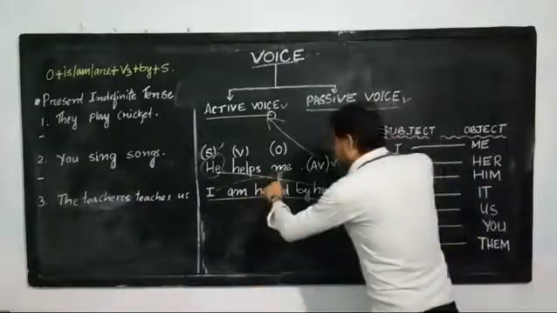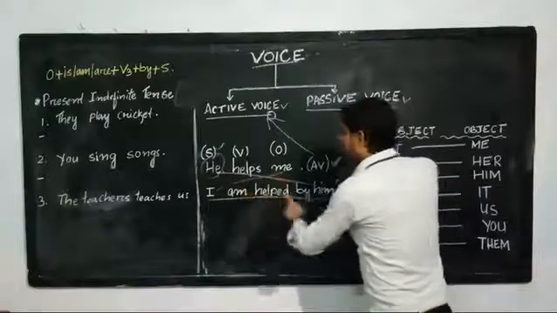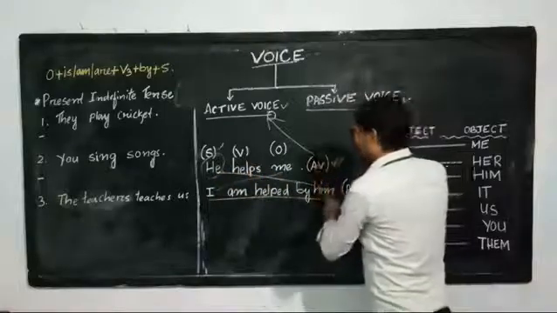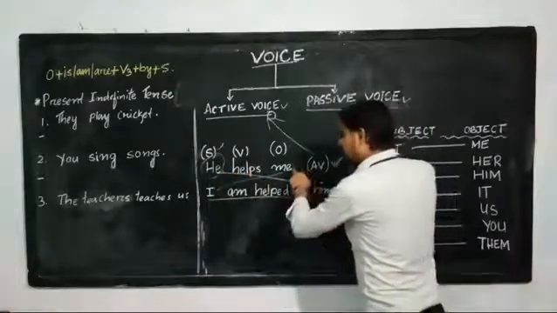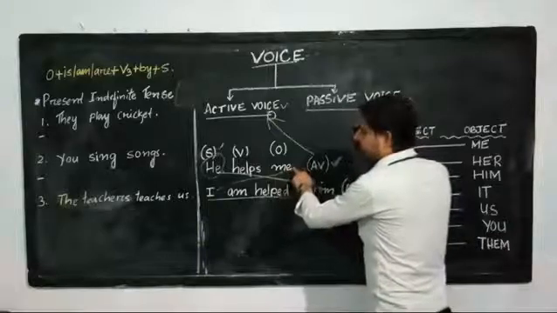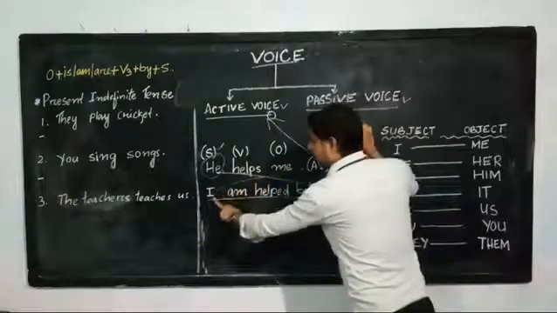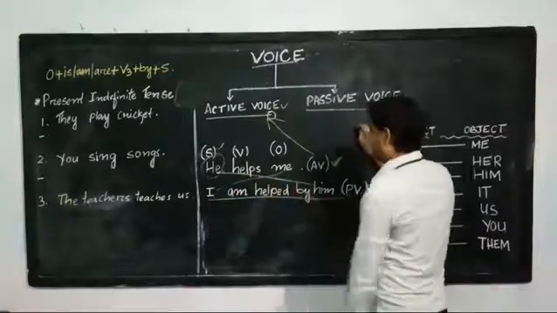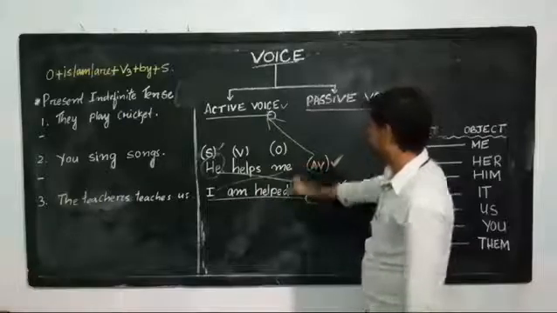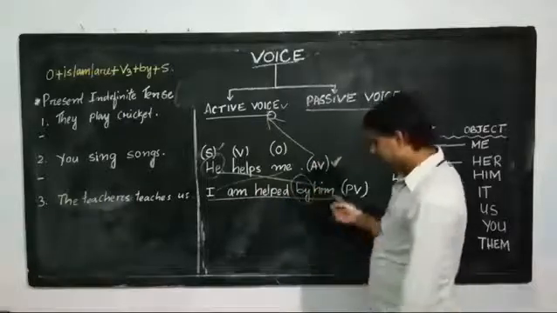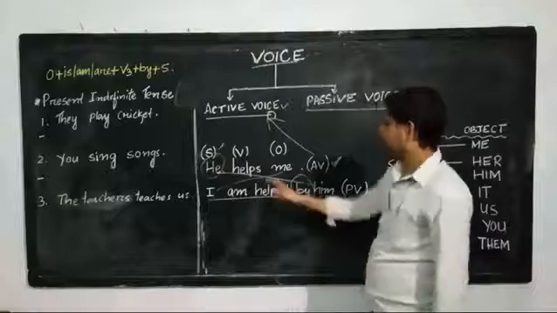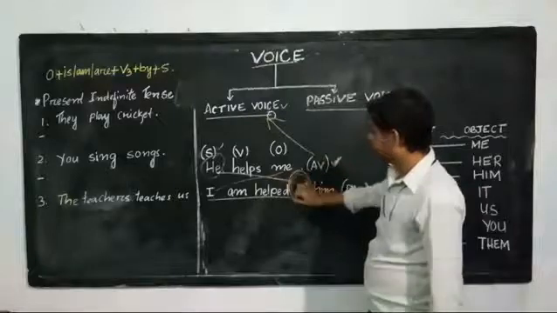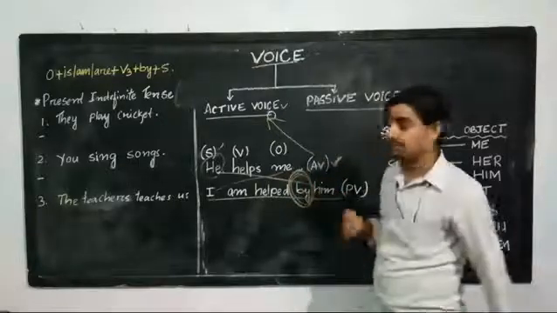Always you will find that the subject in the active voice goes to the place of the object, and the object of the active voice becomes the subject in the passive voice, with the help of the preposition "by". We have to add this preposition "by", because something is done to the subject.